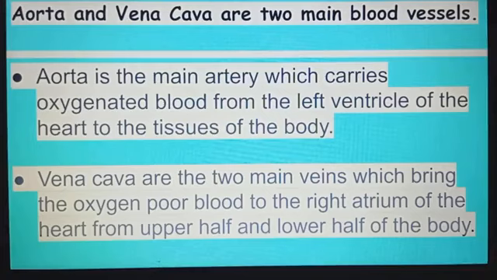Now, what does that mean? Upper half and lower half? That means upper half of the body is the part of the body which is present above the heart, and the lower half of the body is the part of the body which is below the heart. So it is the two different veins, two main veins, which bring the oxygen poor blood from the lower part of your body and from the upper part of your body to the heart, into the right atrium.